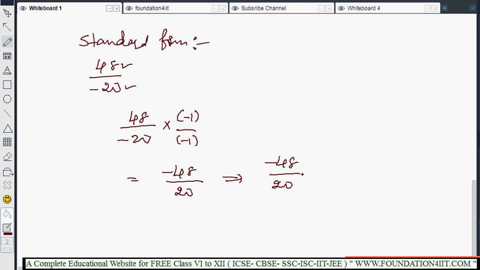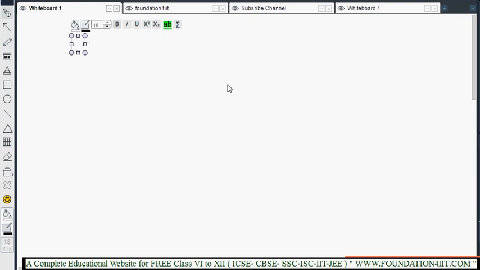Now let us go to one more topic: comparison of rational numbers. How do we need to compare rational numbers? Comparison of rational numbers.